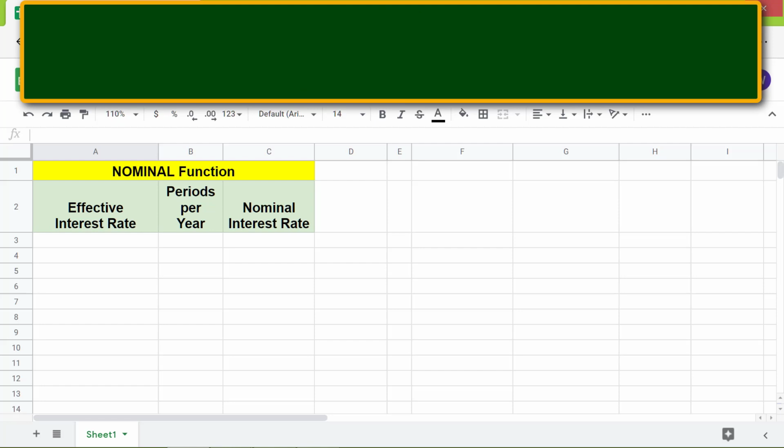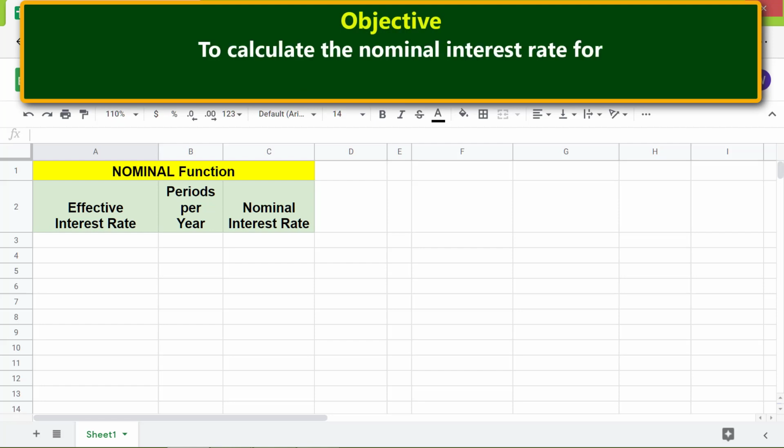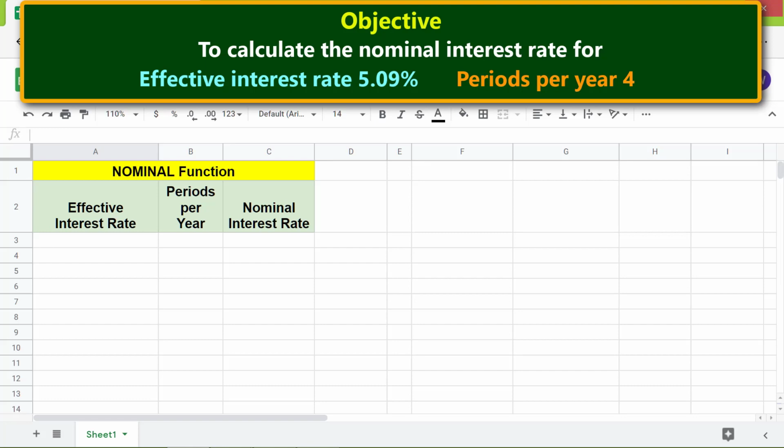Going forward, here is the objective of using the nominal function: to calculate the nominal interest rate for an effective interest rate of 5.09%, and periods per year of 4. That is, quarterly compounding of interest. Alright, let me type the data here.